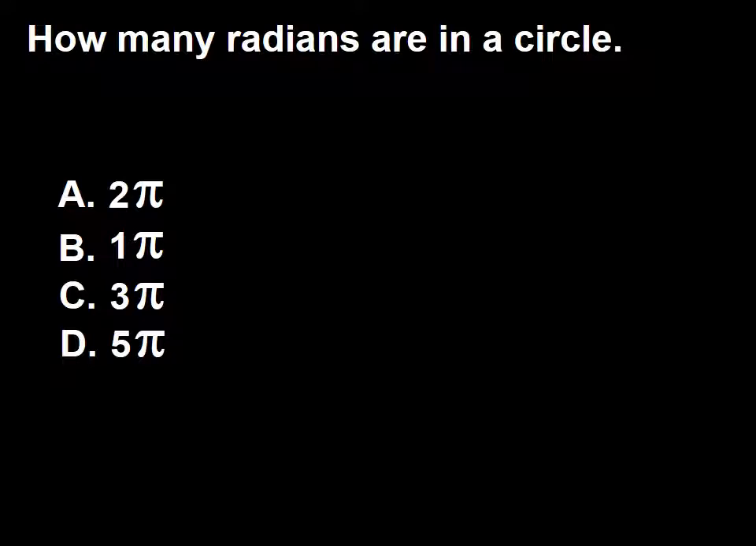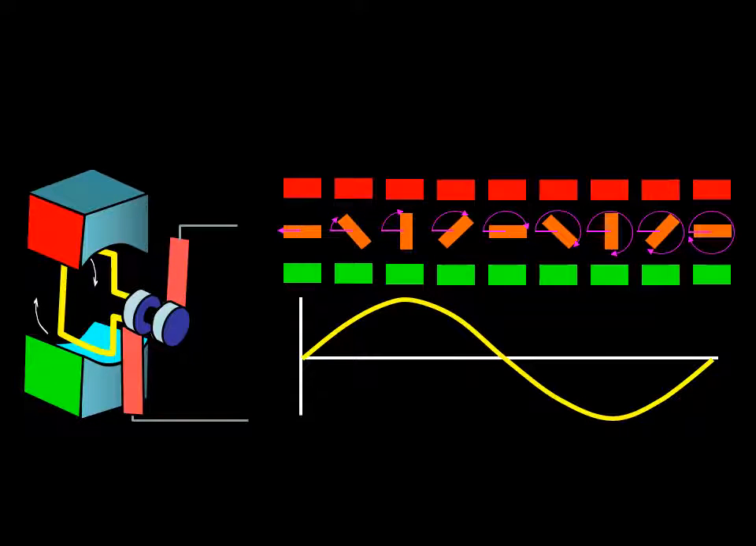Next question. How many radians are in a circle? A, 2 pi, B, 1 pi, C, 3 pi, D, 5 pi. This figure, as you know, represents an electrical generator and the current it produces as the wire rotates around the magnets.